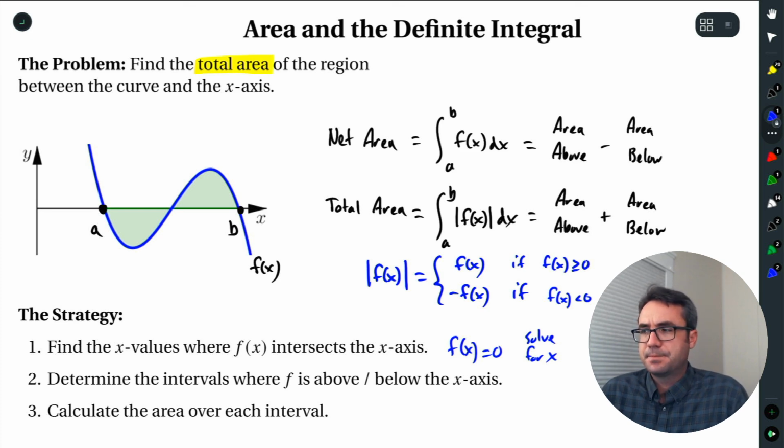Alrighty. Let's try an example. That's what we're going to see next.